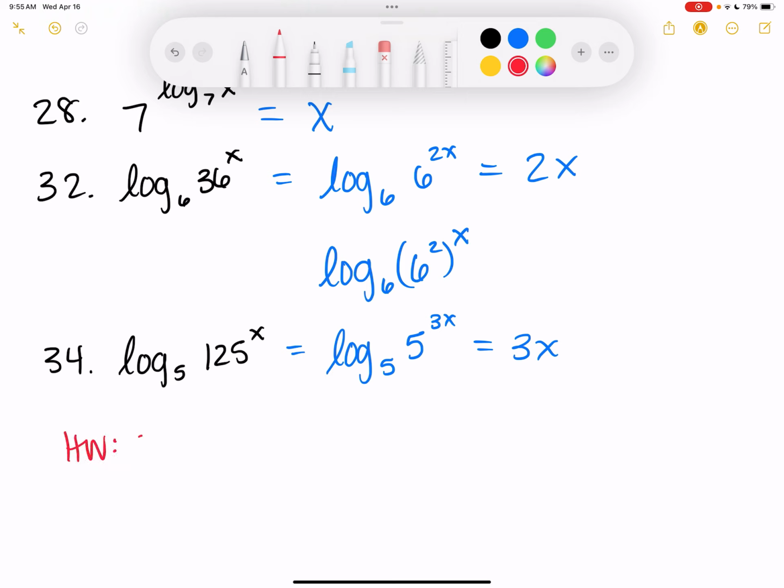All right, 3, 9, 13, 15, 23, 25, 29, 31, and 33. I'm sure that seems like a lot of numbers, but it shouldn't take you long.